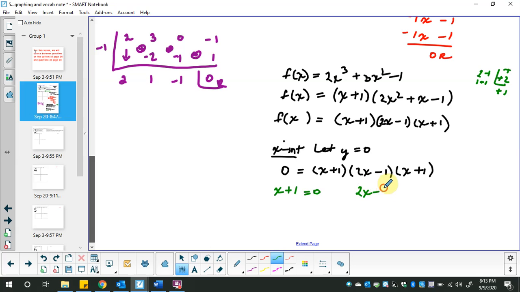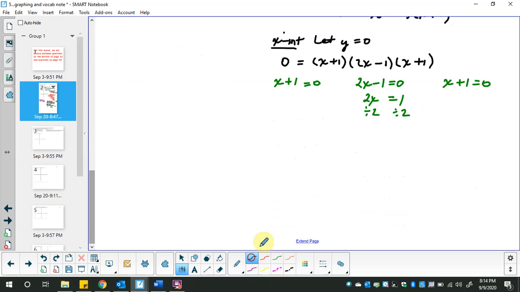If you choose, you can dig out the green pen to do your solving. Show as much or as little work. I'm assuming you're trying to get the right answer. And this time I'm going to say that X-intercepts are -1 from this one, a half from this one, and oh my gosh, that one again. So we've got our X-intercepts.